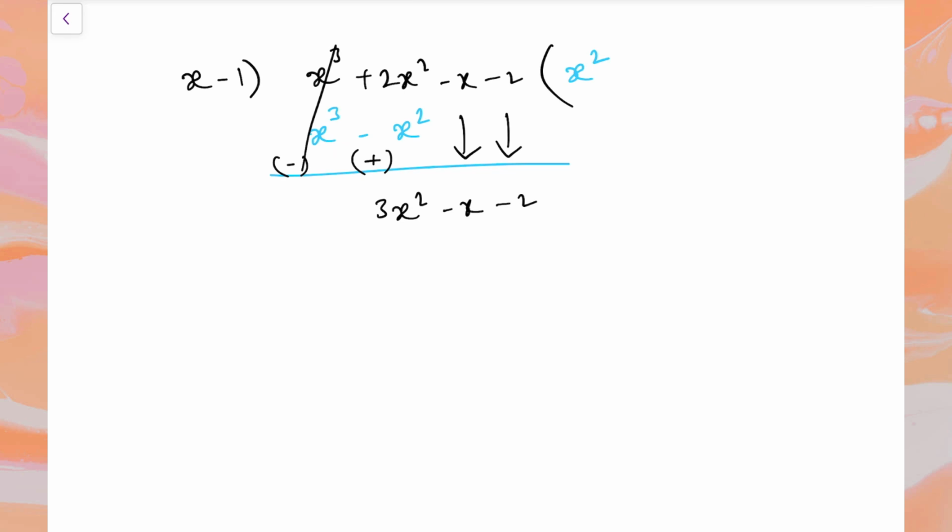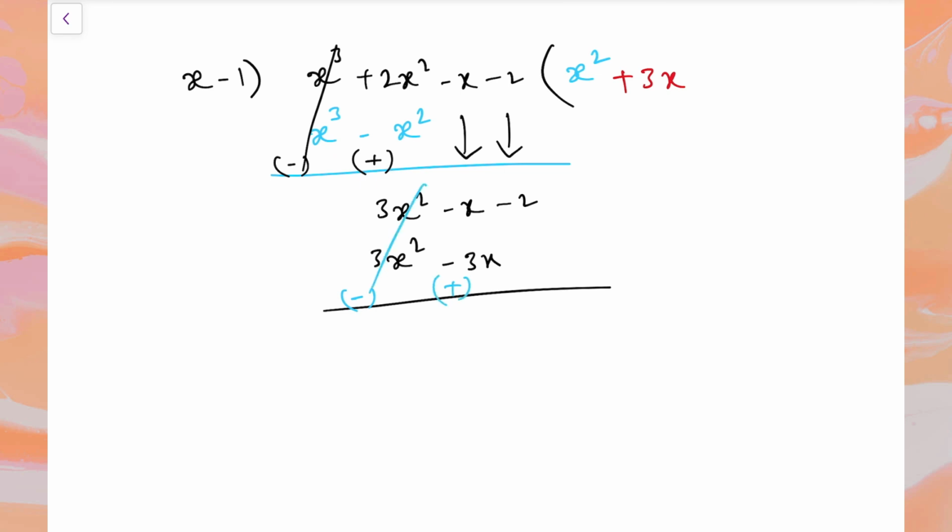If you drop 1 also, no problem. x should be multiplied by what? We will get 3x². x into 3x is 3x². Minus 1 into 3x is minus 3x. Changing the symbol again, plus becomes minus, minus becomes plus. These two cancel. 3x − x, 2x − 2. x should be multiplied by what? We will get 2x. x into 2 is 2x. Minus 1 into 2 is minus 2. Plus 2x minus 2x cancel, minus 2 plus 2 cancel. Then we remain with answer 0.